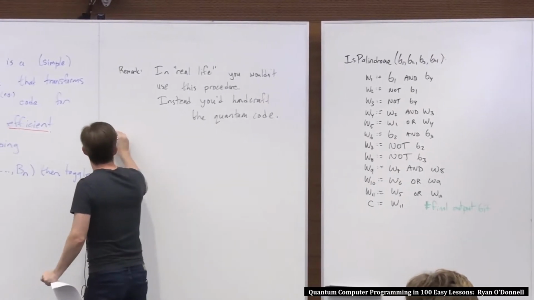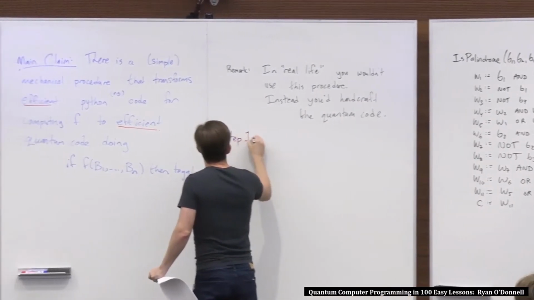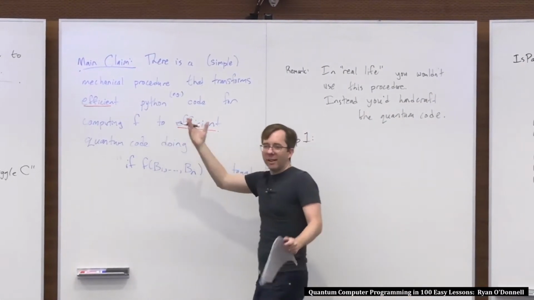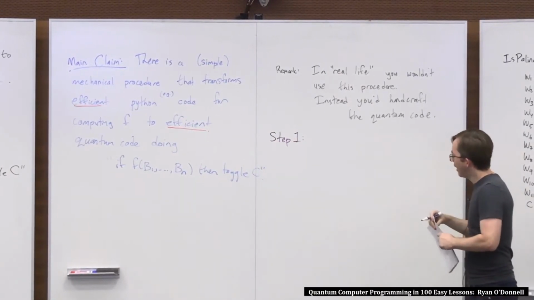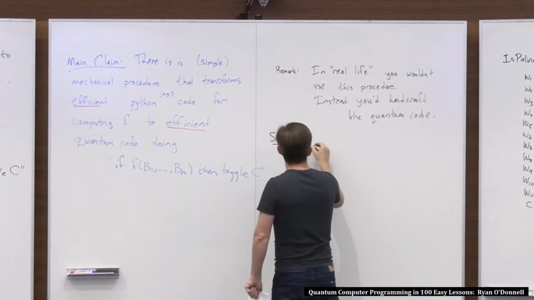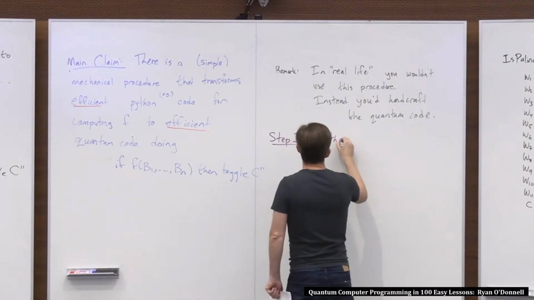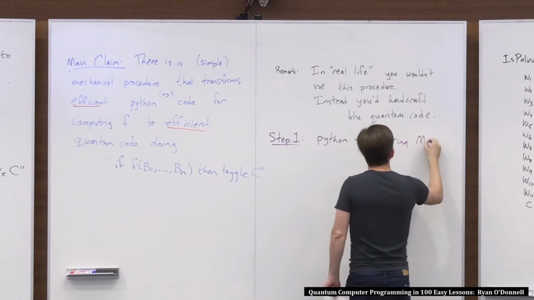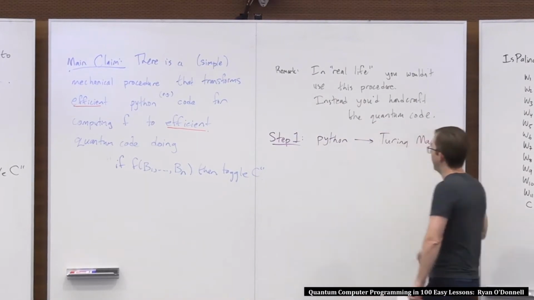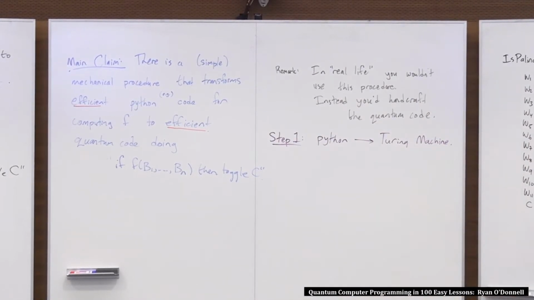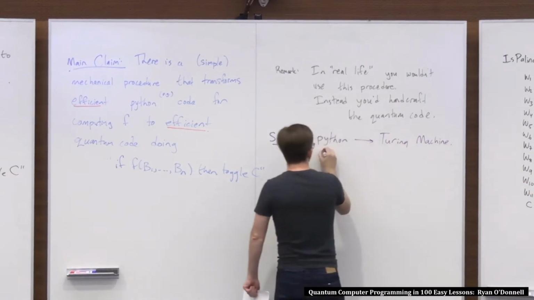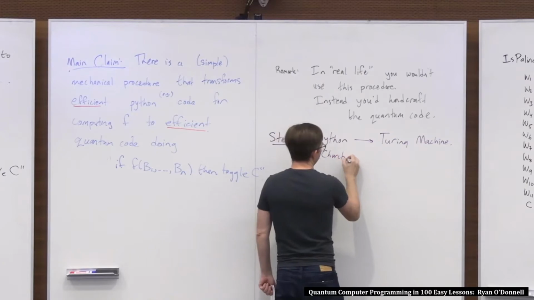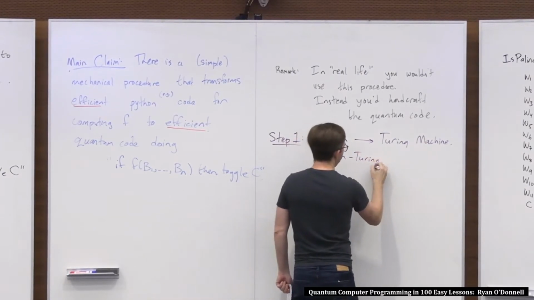Let's see. Okay, so step one. When I say Python here, I just mean any high-level programming language. And in fact, step one is convert your Python code to Turing machine code. Okay, and how do you do that? Well, this is 251 stuff. This is the Church-Turing thesis, as you hopefully remember from 15251.